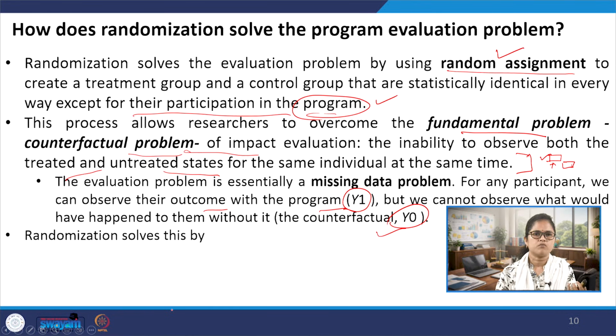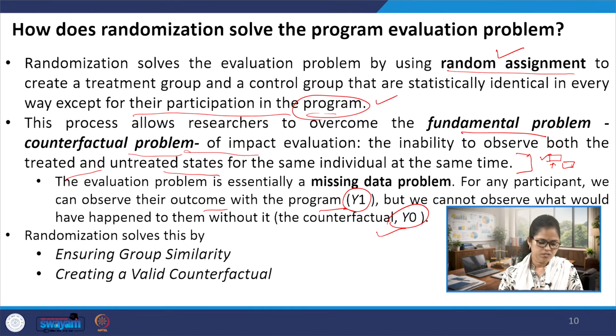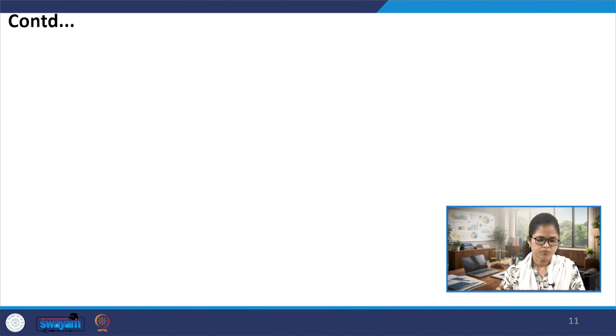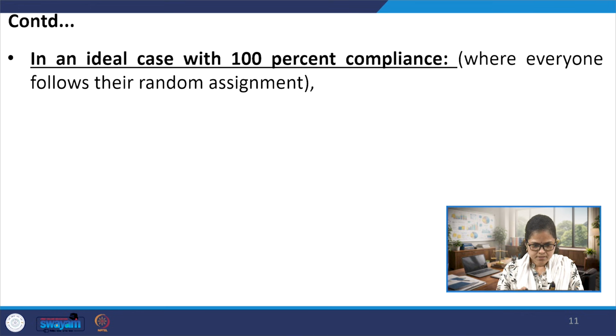So randomization solves this in at least two broad ways. The first one is that randomization ensures group similarity, that means across our control group and across our treatment group, we have similarity. And the second is that through this randomization process we create a valid counterfactual. Okay, through these two processes we solve this missing data problem, or we fix the counterfactual problem of our experiment.